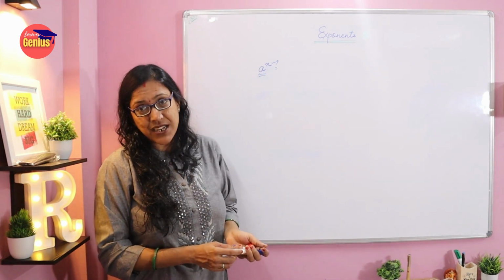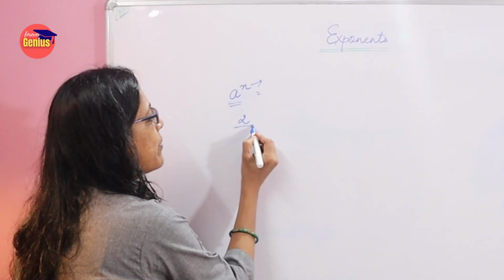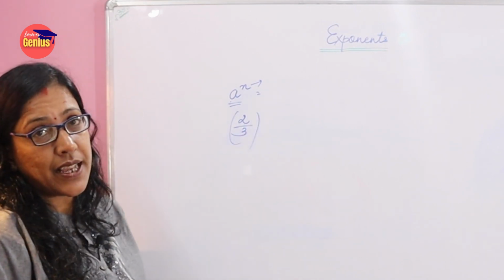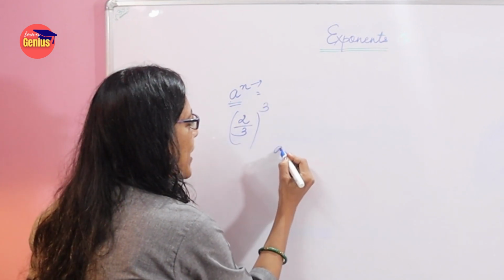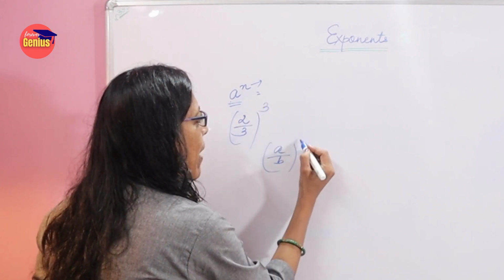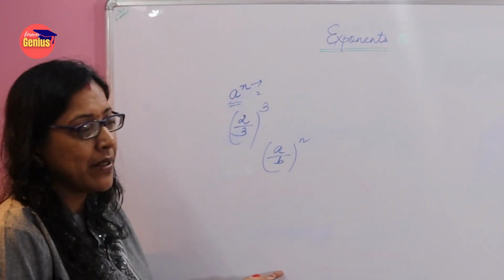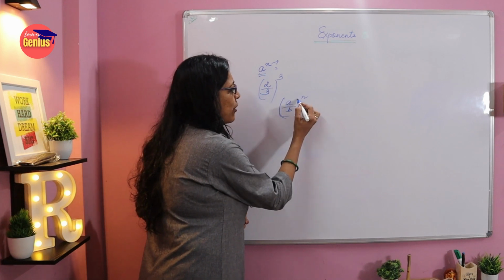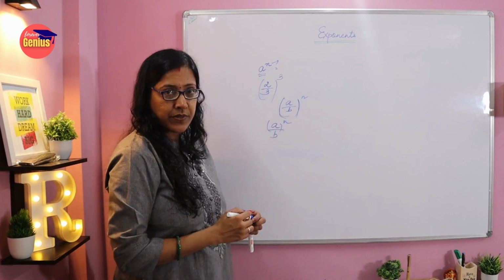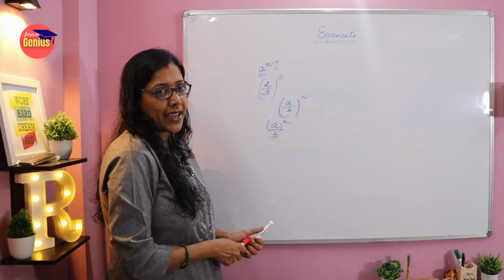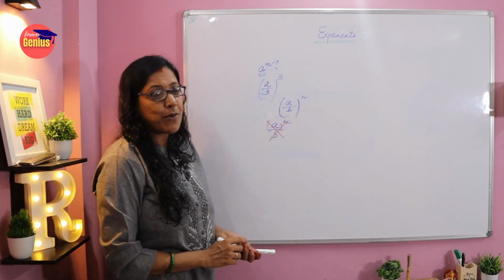Now, if it is a fraction, how will we do it? Suppose it is the fraction 2 by 3 to the power 3. So we can write it like (a/b)^n. n denotes the number of times this fraction is multiplied. Why am I writing this in full brackets? Why not write it without brackets? If we write like that, then this form of writing is wrong. What is the correct form?